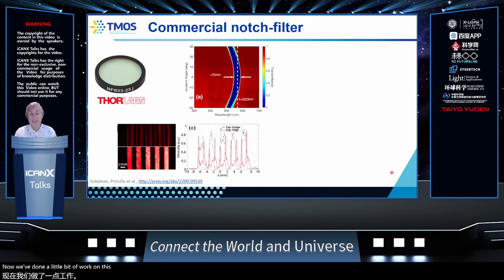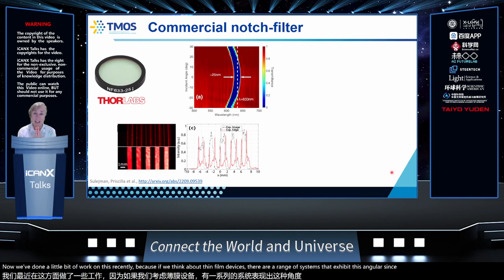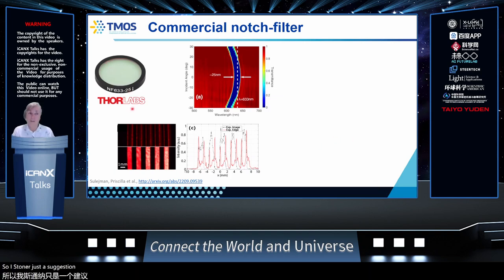Now, we've done a little bit of work on this recently because if we think about thin film devices, there are a range of systems that exhibit this angular sensitivity. Based on a suggestion from my collaborator, Tim Davis, we looked at what we could do with just a commercial spectral notch filter, which we bought from Thorlabs. If we measure the transmission as a function of wavelength and angle of incidence, we can clearly see this band where there's nothing transmitted, but it is dependent on angle of incidence. At a particular wavelength, some angles, spatial frequencies, are transmitted quite strongly, whereas others, the low spatial frequencies, are blocked. So we could demonstrate edge enhancement using this device because we've blocked our low spatial frequencies.